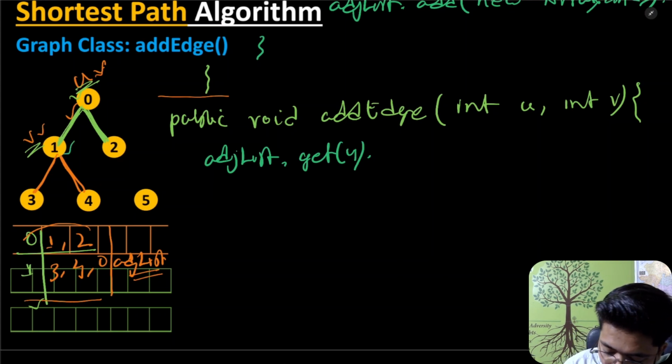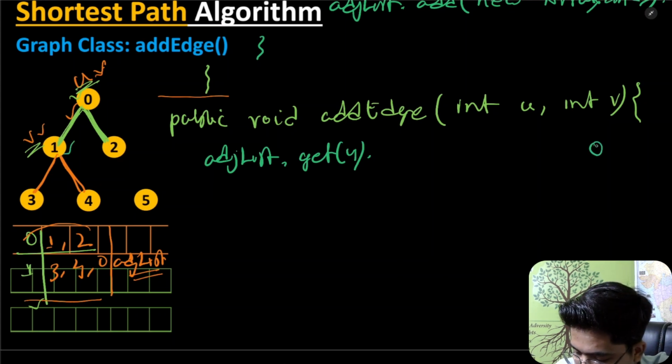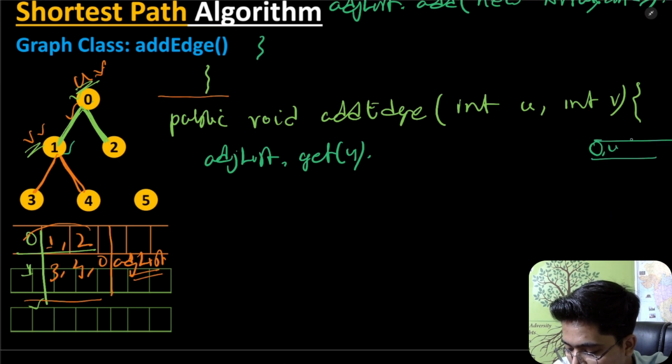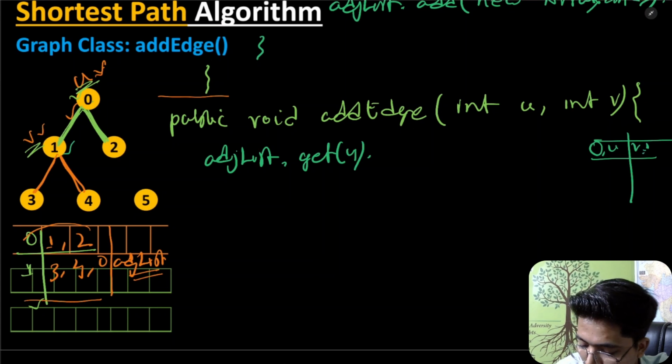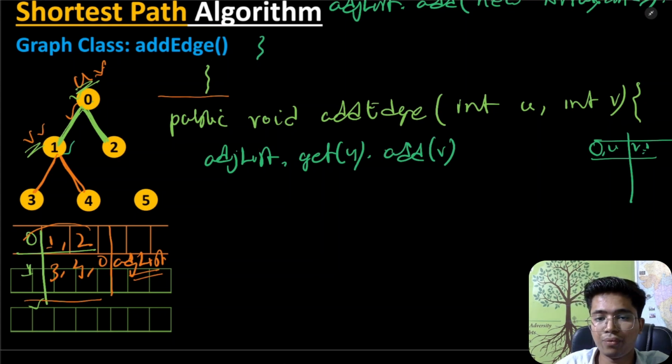And once we fetch the u, that is the initial list, then we'll be adding this v. Once we fetched u, we are adding this v, so v will be added, dot add of v. Okay, adjacency list dot get of u and dot add of v.